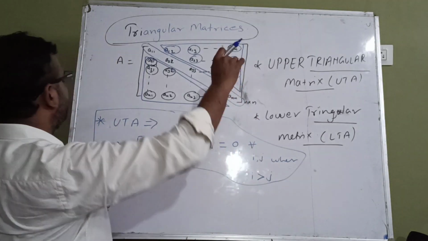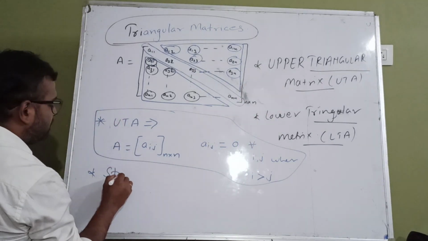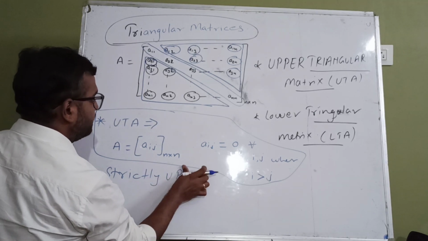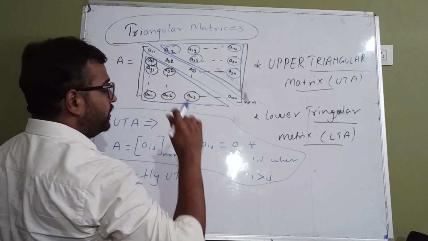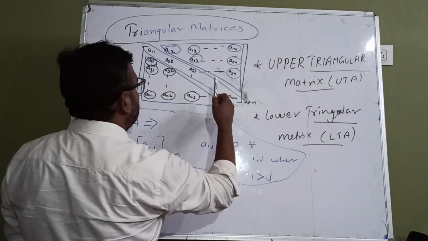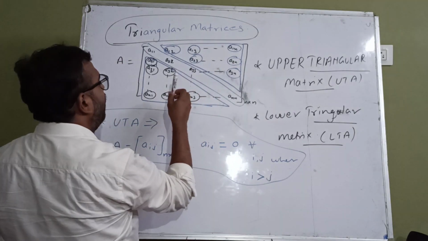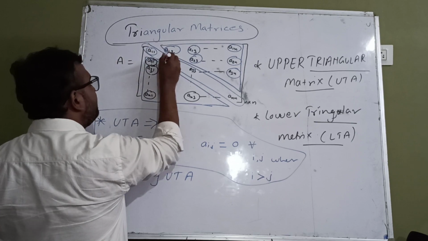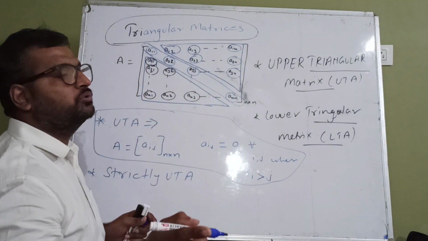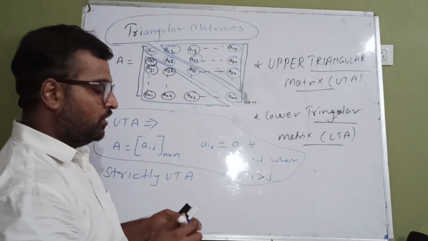Clear? Okay. Now one more point in the upper triangular matrix: a strictly upper triangular matrix. What is the meaning of a strictly upper triangular matrix? A square matrix in which all the elements below the diagonal elements are 0, and also the diagonal elements are 0, is said to be a strictly upper triangular matrix.